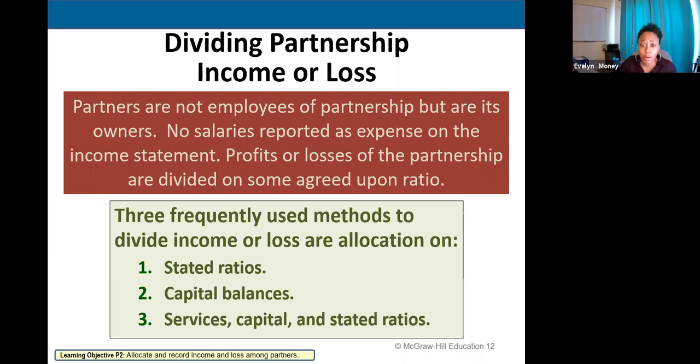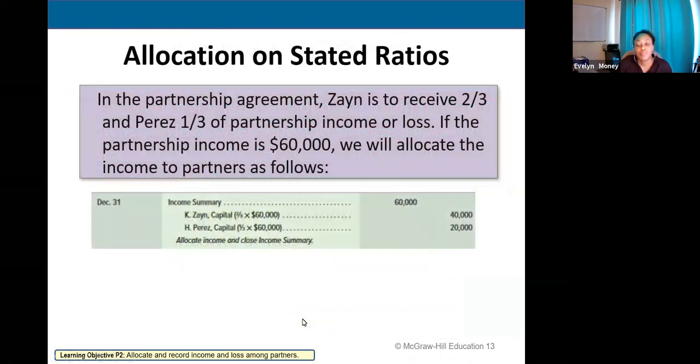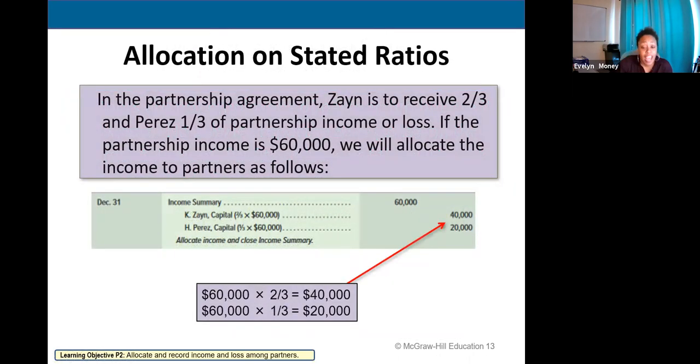Any profits or losses of the partnership have to be divided based on some agreed upon ratio, whether it's 50-50, 60-40, percentage of initial contributions, whatever it is. But let's look at those methods. So there are 3 overall methods that the partners could possibly choose: stated ratios, capital balances, and then a combination of salaries or services, and then capital balances and stated ratios. So we're going to see all 3 of these, and we'll also get to see the entry.